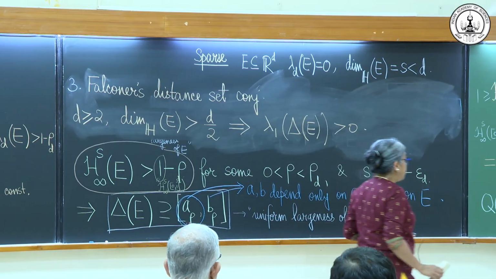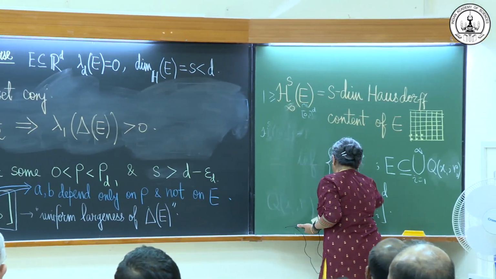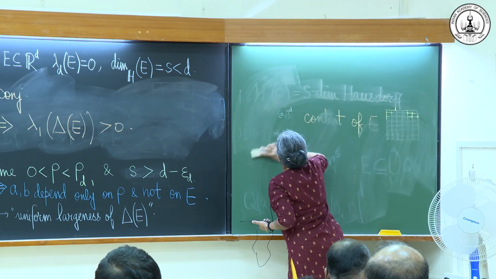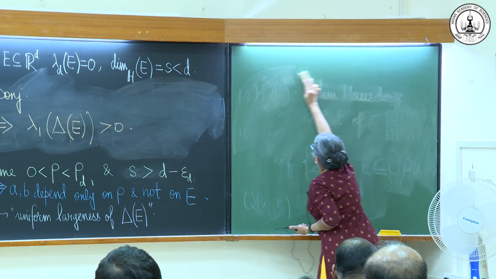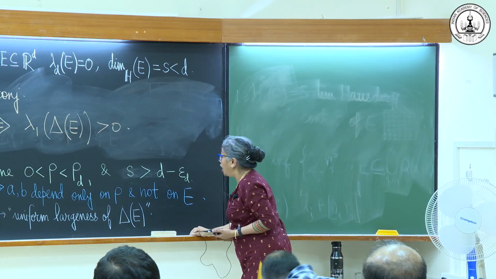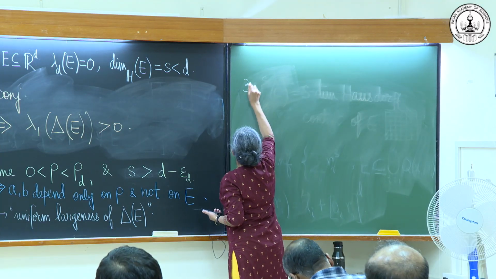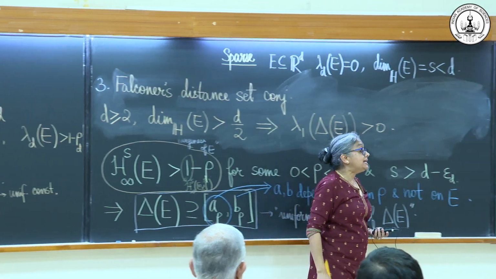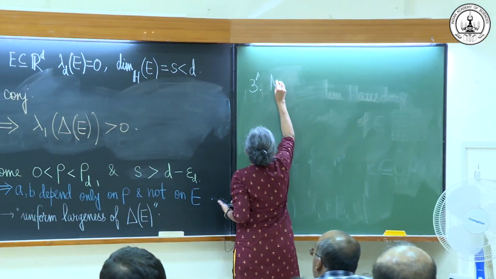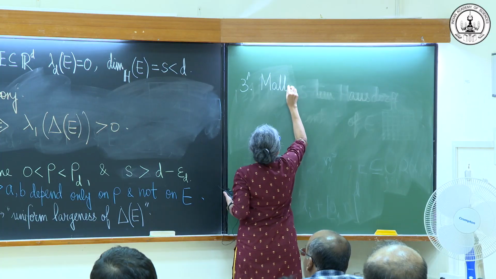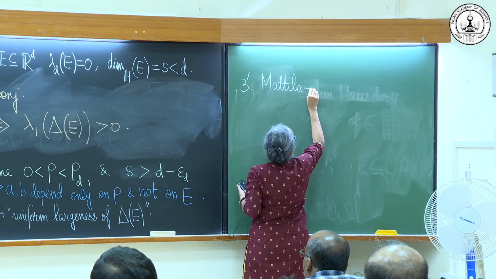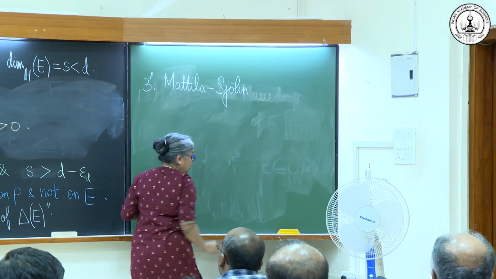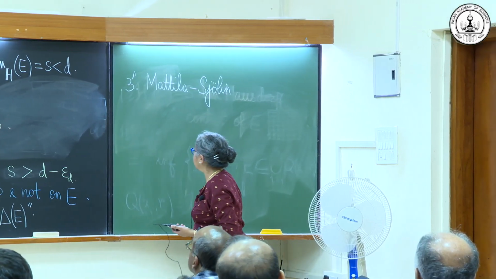Now, even though Falconer's distance set problem remains open, there have been a lot of questions of similar flavor, which I'm going to call 3', which are not conjectures, but actually theorems. This is a result of Mattila and Sjölin, and I think from the late 80s, 86 maybe.